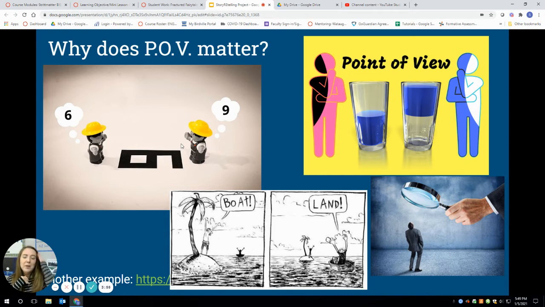So these pictures kind of give you some hints. I'll let you guys process these pictures for a minute.